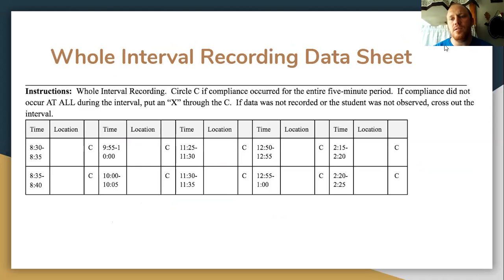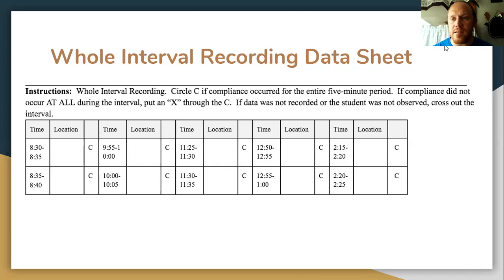Next, we're going to go over some examples of what the interval data sheets may look like. So whole interval data recording sheet: you're going to circle C if compliance occurred for the entire 5-minute period. If compliance did not occur at all, you would put an X through the C. And if data was not recorded or the student was not observed, you're going to cross out the interval.